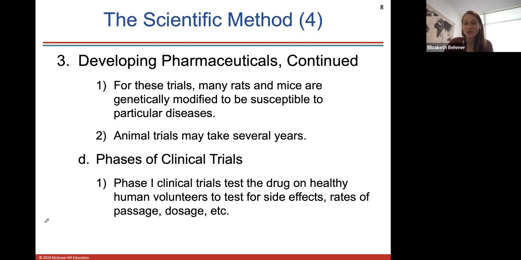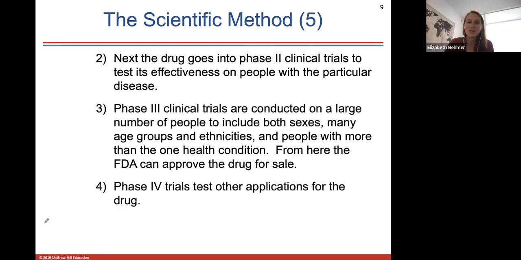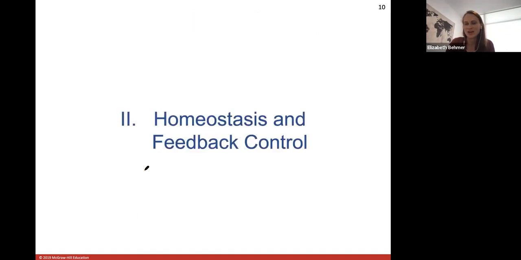Phase 1 clinical trials will test the drug on healthy human volunteers to test for side effects, rates of passage, doses, etc. Then phase 2 would test its effectiveness on people with the particular disease. Phase 3 would be conducted on a large number of people to include both sexes, age groups, ethnicities, and people with more than one health condition. And from here, in phase 3, the FDA could approve the drug for sale, but then phase 4 would even test other applications for the drug.